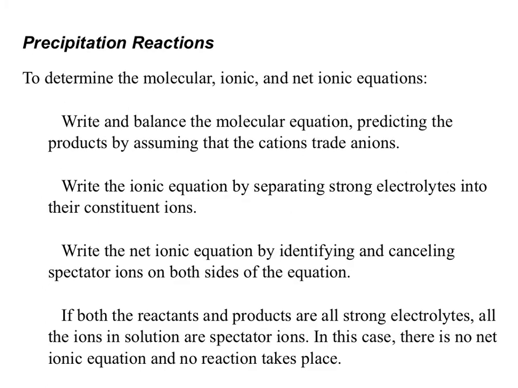Precipitation reactions can be shown as molecular, ionic, and net ionic equations. To determine these equations, you must first write and balance the molecular equation, predicting the products by assuming that the cations trade anions. You then write the ionic equation by separating strong electrolytes into their constituent ions. Write the net ionic equation by identifying and cancelling spectator ions on both sides of the equation. If both the reactants and products are all strong electrolytes, all the ions in solution are spectator ions. In this case, there is no net ionic equation and therefore no reaction takes place. Moving on.